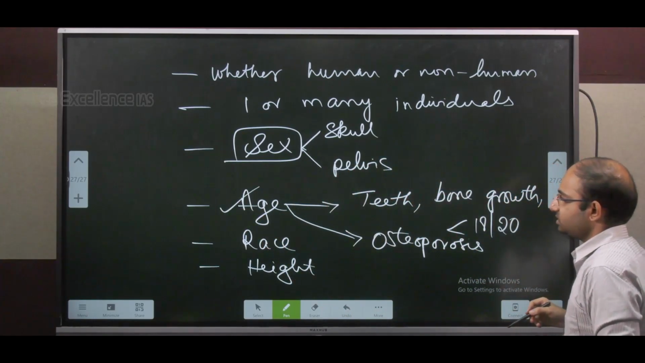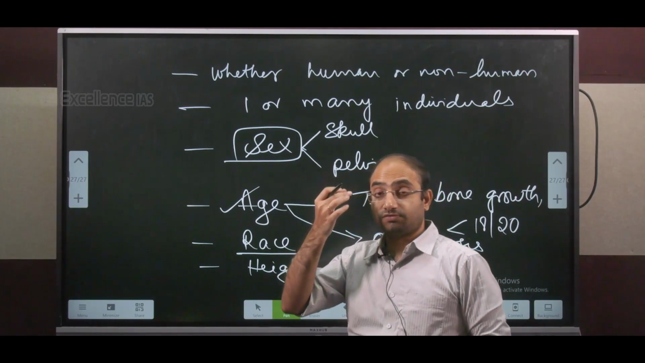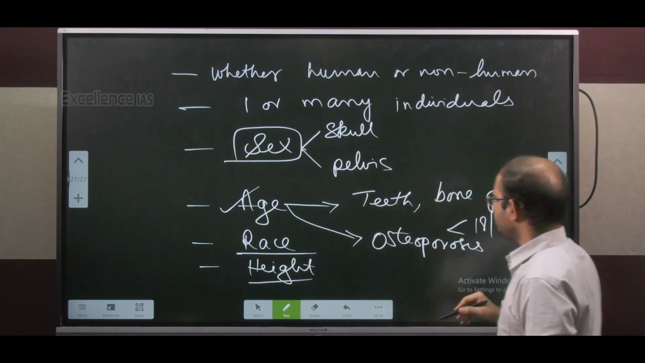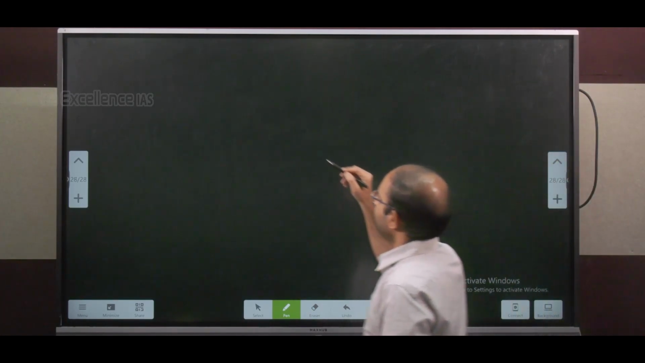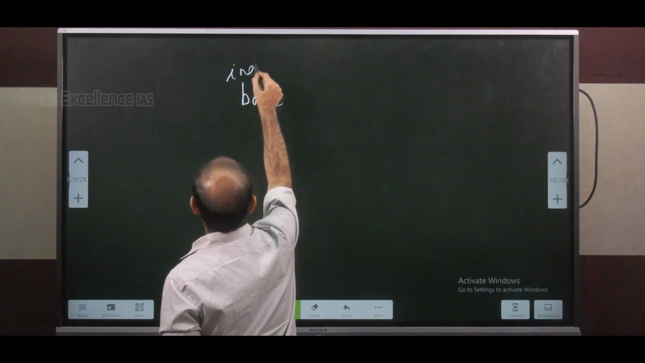After that, we can see whether there are any racial markers. If you have certain racial features like an epicanthic fold, then it means Mongoloid, and so on. And then you estimate height. How do you estimate height? For estimation of height, you take some indicator bones.